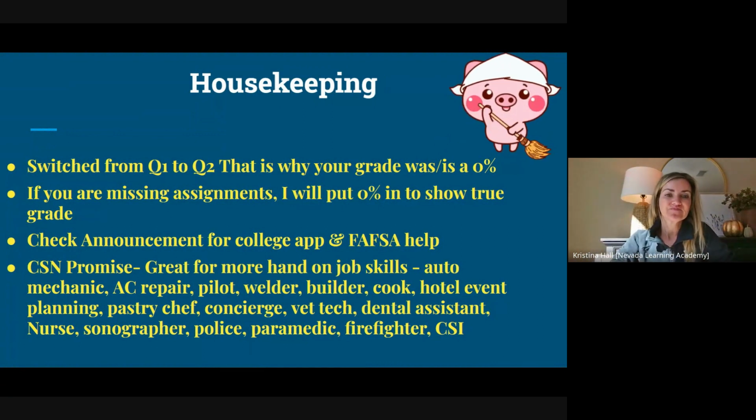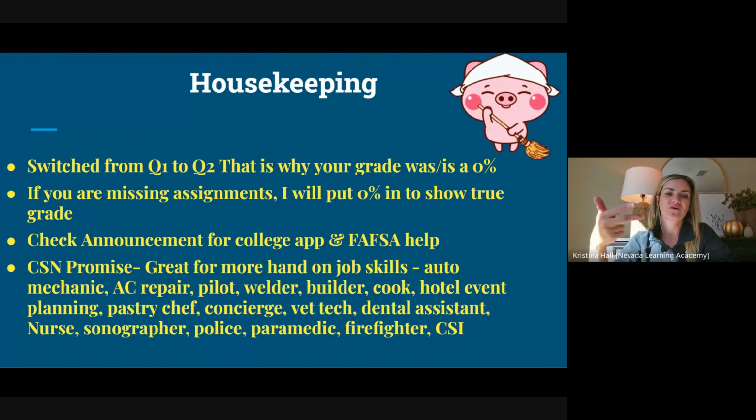Okay. And the announcements, check announcements for college app, FAFSA help and stuff. I've got a couple I need to post this week, so I'll get those in. The CSN Promise Scholarship and stuff. Take a look at this. This is great. Community college. There's just so many things you can pursue through community college.